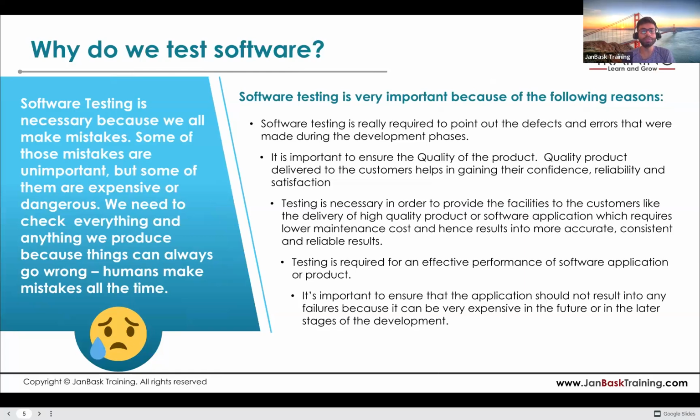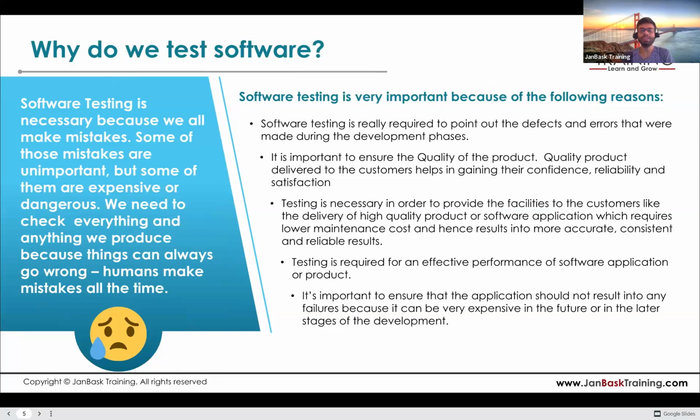Some of those mistakes might be unimportant, but some of them are very expensive or dangerous. That's why we need to check everything and anything we produce, because things can always go wrong. Humans can make mistakes all the time. And that's why the responsibility is on us to test the software and make sure it's bug free, or at least that the software shouldn't have any major bug.